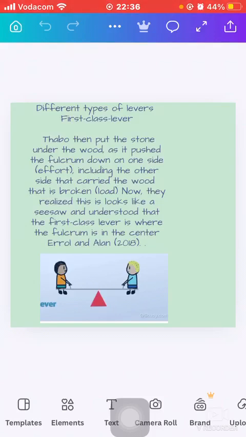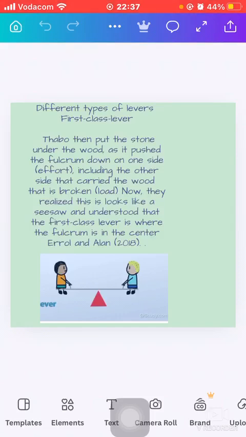The first one is the first class lever. Here I used a seesaw. In a seesaw we have the fulcrum in the middle. The fulcrum is this red thing that is in the middle. The load is these people that are riding on the seesaw, and the effort is that thing when they go up and down. That is the effort that makes them go up and down. Them swinging the seesaw up and down is the effort, right?